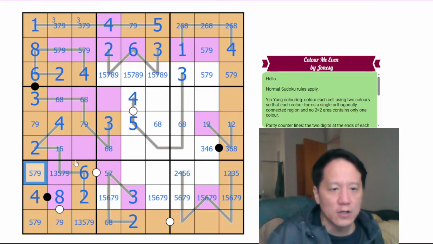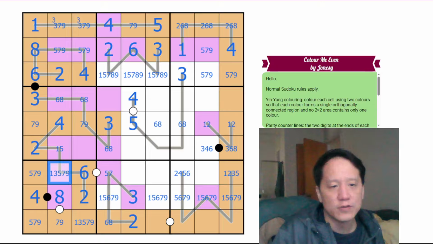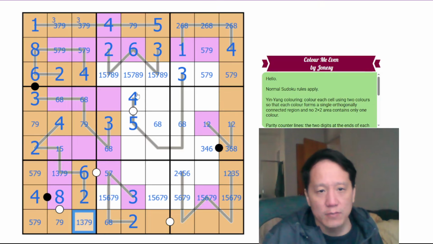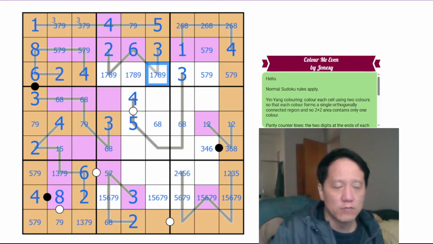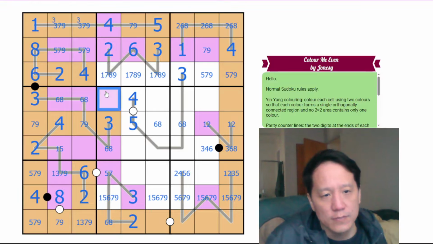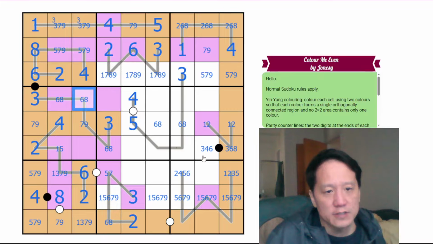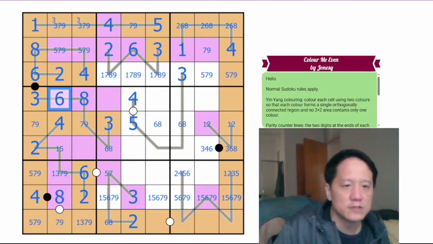That means in column 1, 5, where's 5? 5 has to be in one of these two cells, which eliminates 5 in the rest of the box. These can't all be 5 because of 5 in the box. So 5 in row 3 has to be one of these two digits, which means this can't be 5. So this is 7 or 9. 6 eliminates 6 here, so this is 8, which makes this 6.